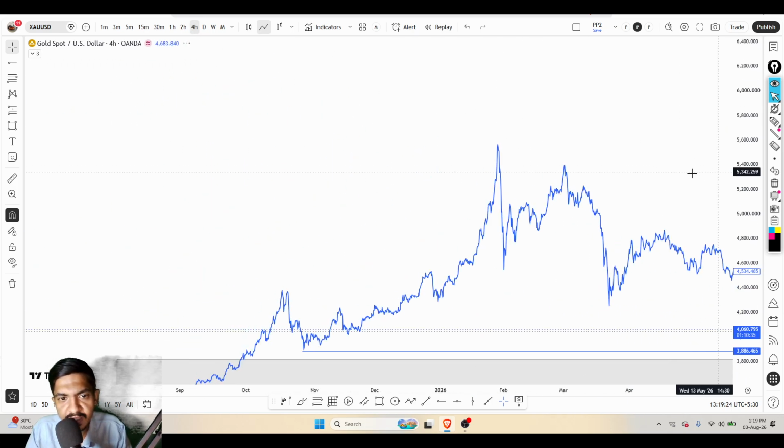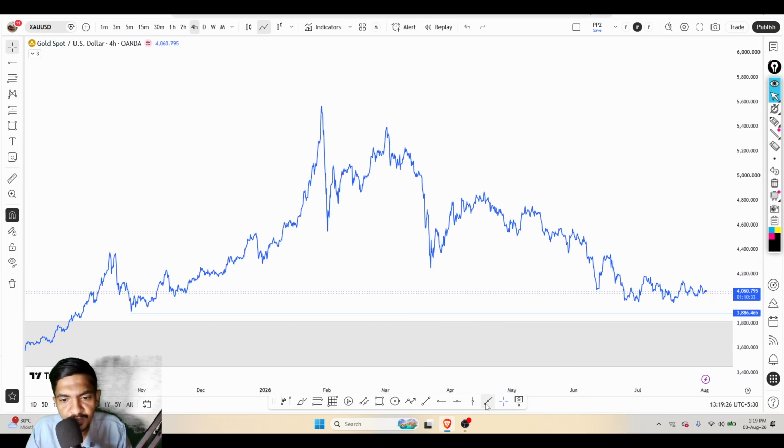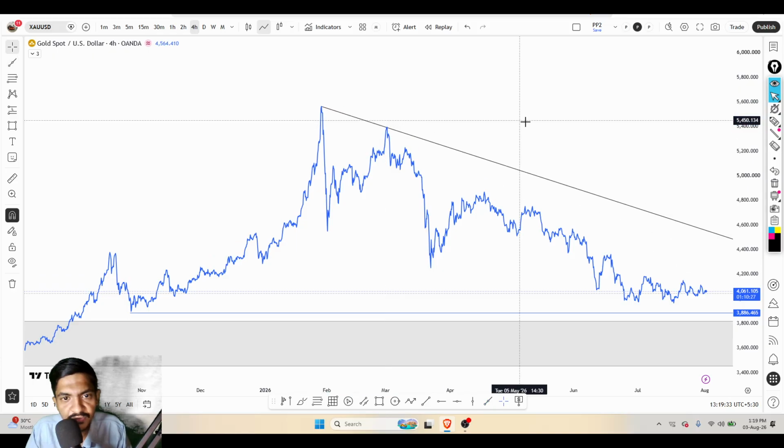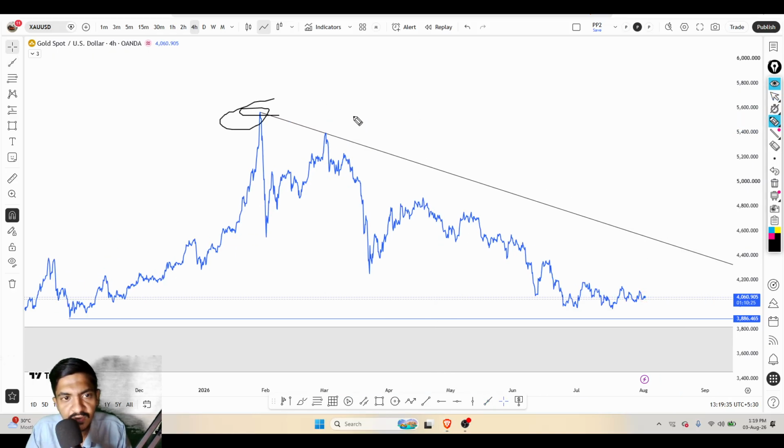Okay, so there are a few trend lines. Let me draw this for you. Just grab a line tool and draw a trend line like this. So this will be our first connection. This is our first point, second point, and we are expecting the third point.